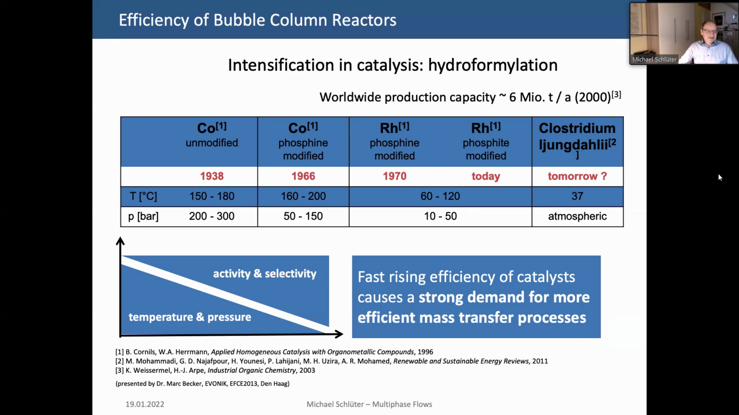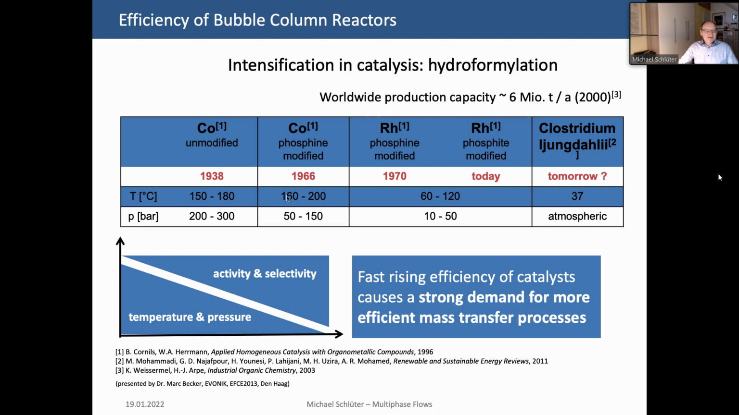And here you can see how this reaction has been optimized in the last decades. So, for example, in 1983, as this process was developed for the first time, there was a catalyst that needs 150 to 180 degrees Celsius and 200 to 300 bars pressure to come to an optimized and efficient reaction.